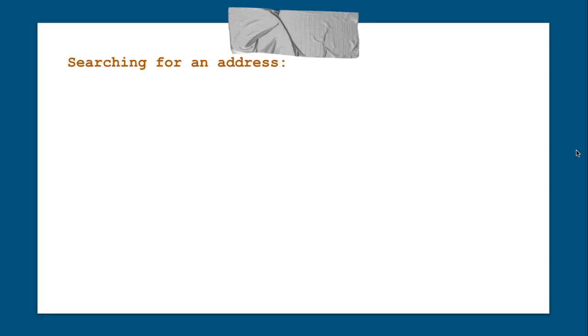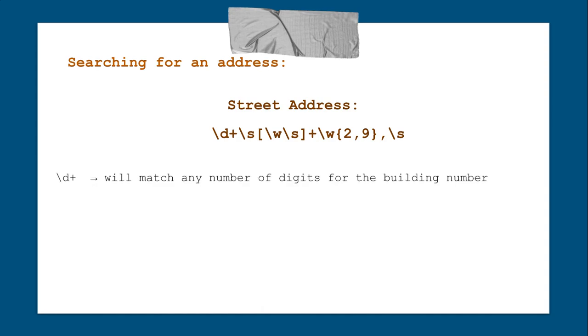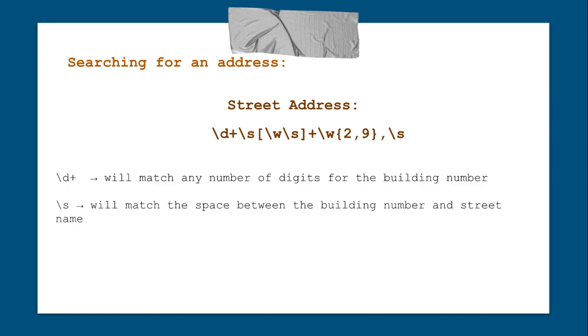So let's try this out by searching for an address. We can write a pattern that will search for any standardly formatted address, and it's pretty long, so I'm going to break it down into chunks. So for the street address, this pattern will match any number of digits that will be the building number, and then there will be a space, so I've used the space meta character.